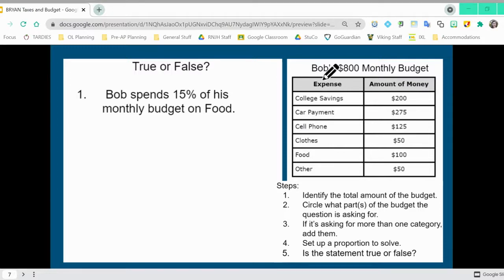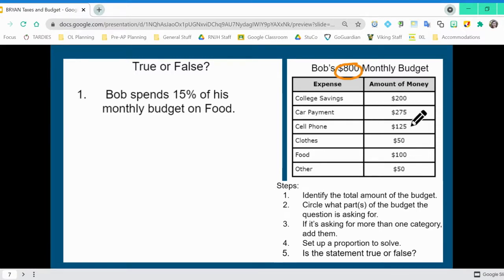So right here we have Bob's budget. And it tells us at the top that Bob has an $800 monthly budget. So he's giving himself $800 to spend per month. The categories that he spends money on are saving for college. So he puts $200 a month towards that. His car payment, he pays $275 a month.